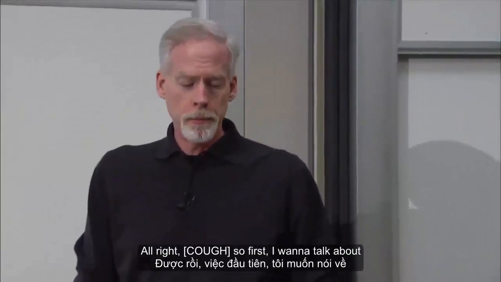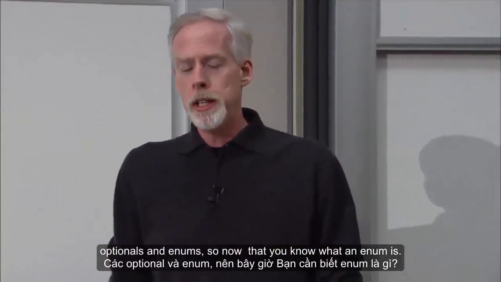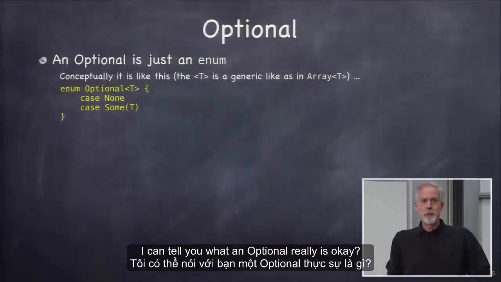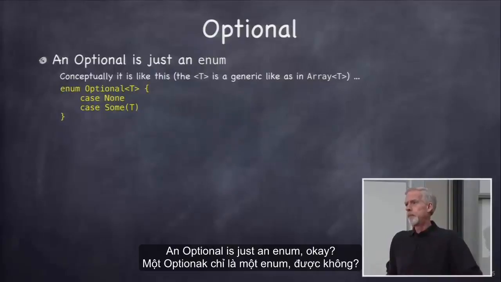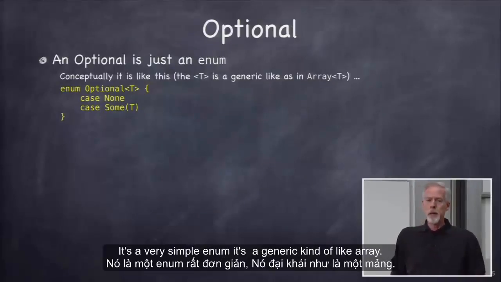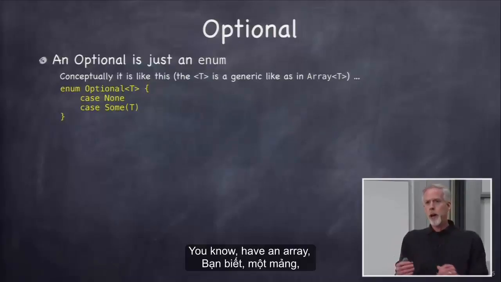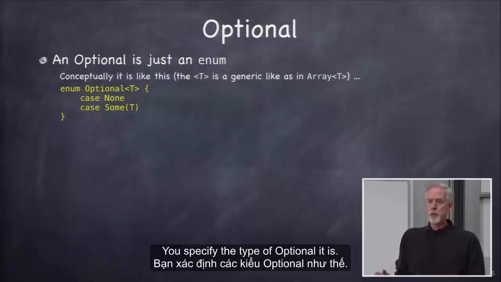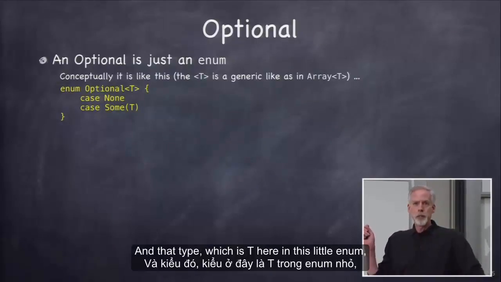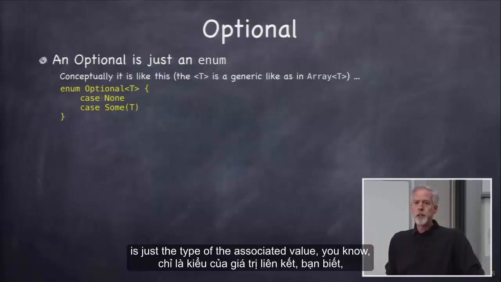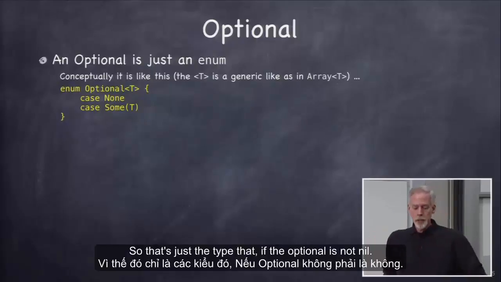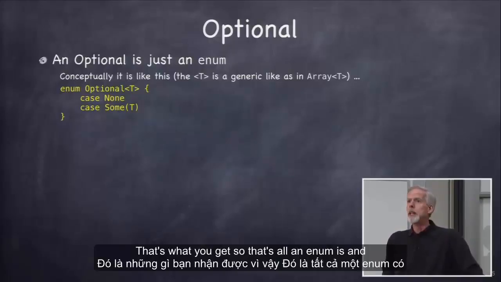All right, so first I want to talk about optionals and enums. So now that you know what an enum is, I can tell you what an optional really is. Okay? An optional is just an enum. It's a very simple enum. It's a generic, kind of like array. You know how with an array, you specify the type of thing in it. Optional is exactly the same. It's a generic. You specify the type of the optional. And that type, which is T here in this little enum, is just the type of the associated value. You know that enums can have associated values. So that's just the type that you get if the optional is not nil. So that's all an optional is.